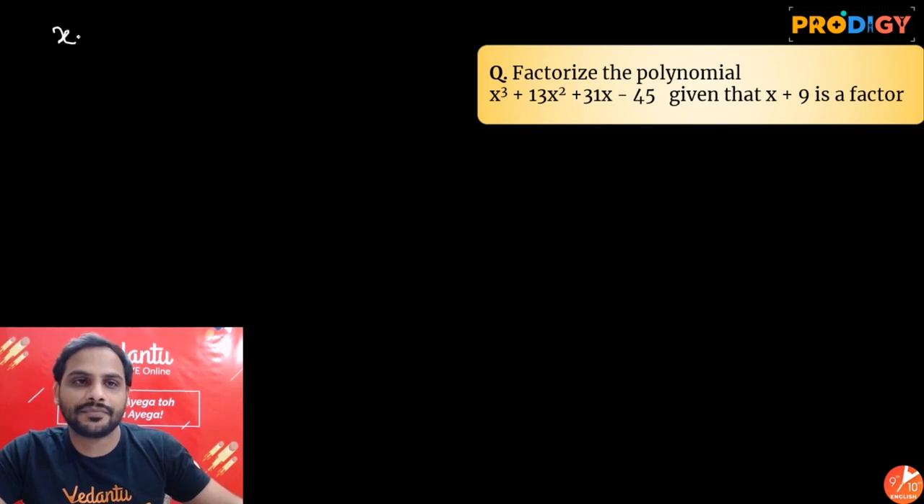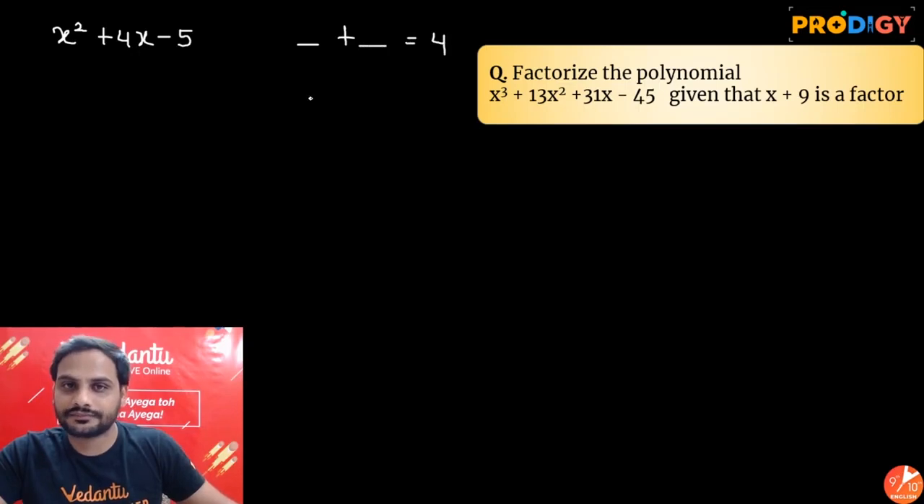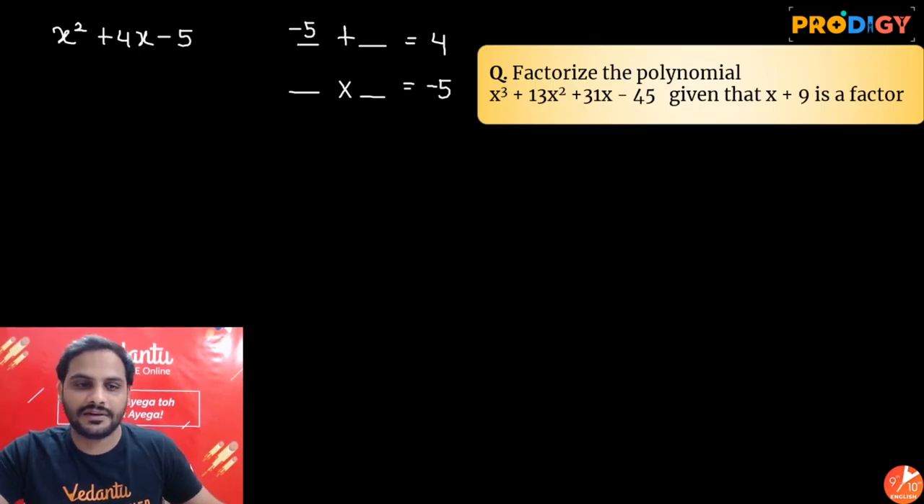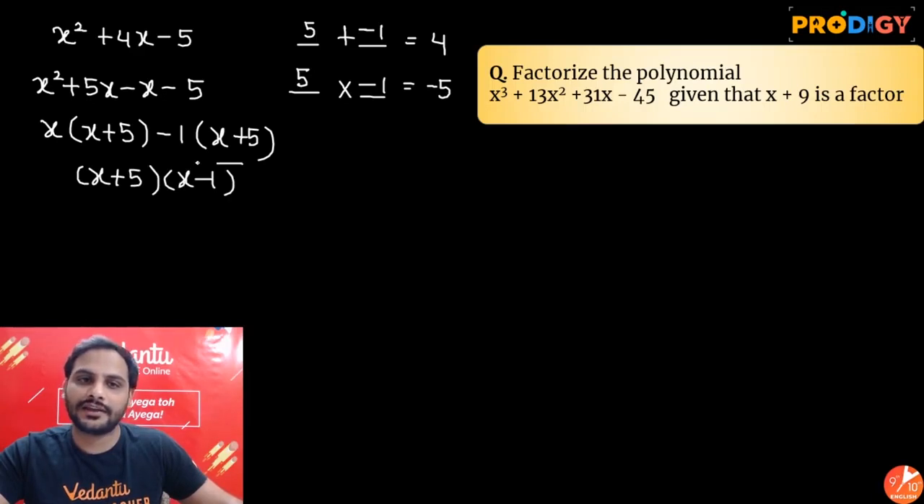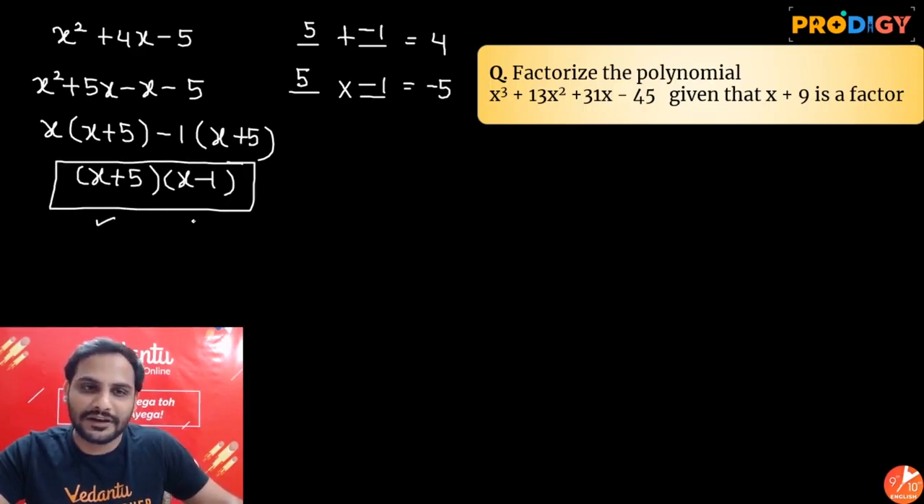Let us factorize x square plus 4x minus 5. I want two numbers such that the addition is 4 and the multiplication is minus 5. Simple. That is 5 and minus 1. If I add 5 and minus 1, the answer is 4. 5 into minus 1 is minus 5. So x square plus 5x minus x minus 5. Take x common, x plus 5. Take minus 1 common, x plus 5. So we are left with x plus 5 into x minus 1. So these are your remaining two zeros.